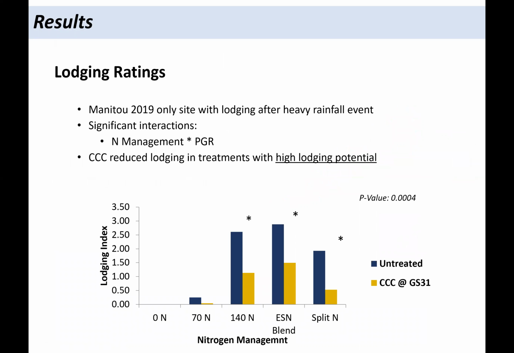But we did have lodging at one site, Manitou 2019. We had a heavy rainfall event around the end of July, which caused a bit of lodging. There was an interaction with nitrogen management by PGR, showing that when nitrogen was applied at a high rate, so the high rate at seeding, the ESN blend, as well as the split plot, all of those treatments saw a decrease in lodging when chlormequat chloride was applied.